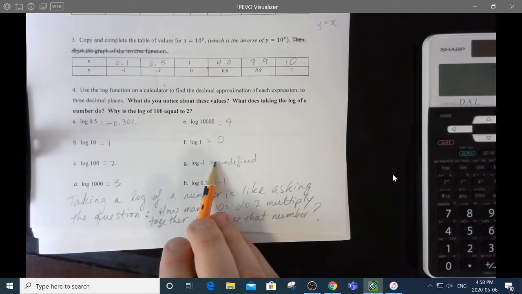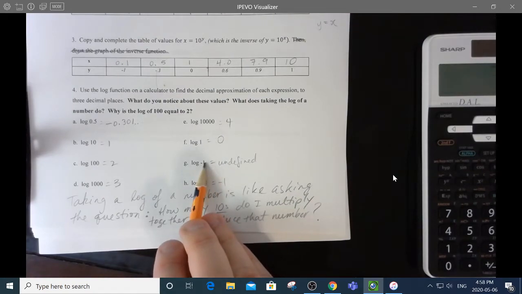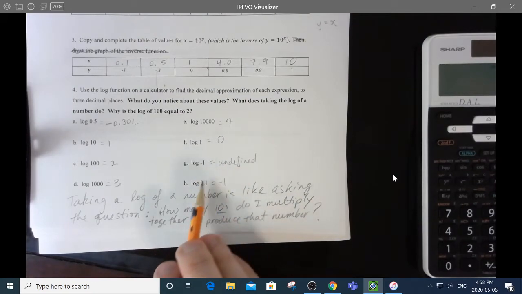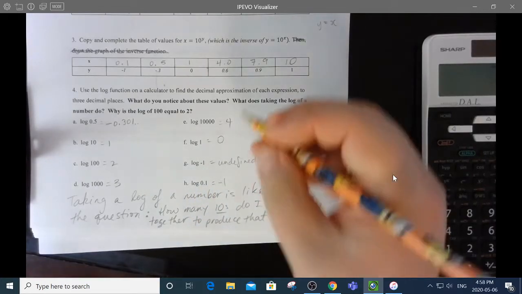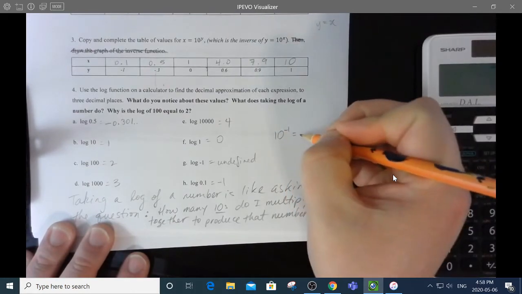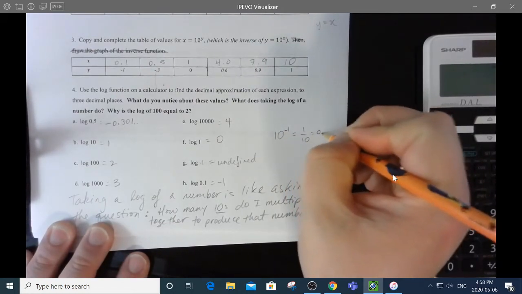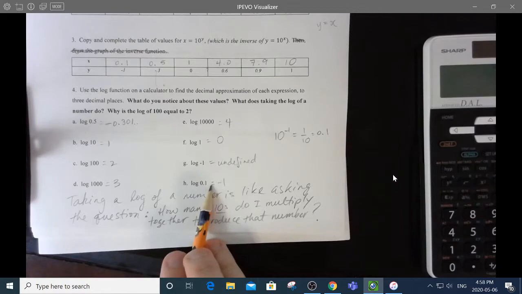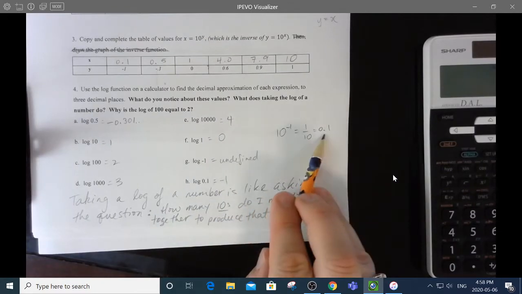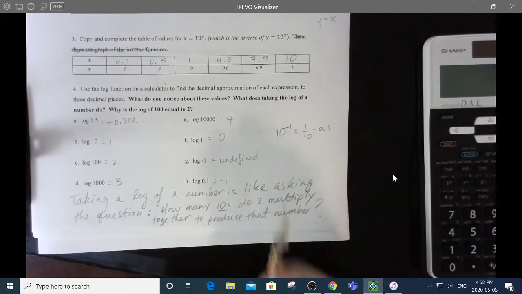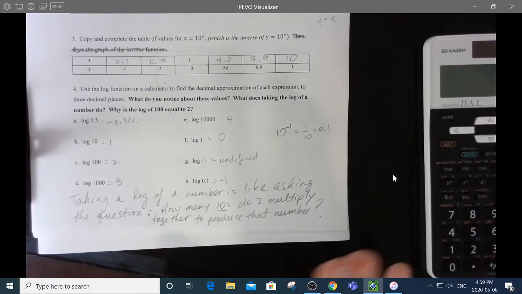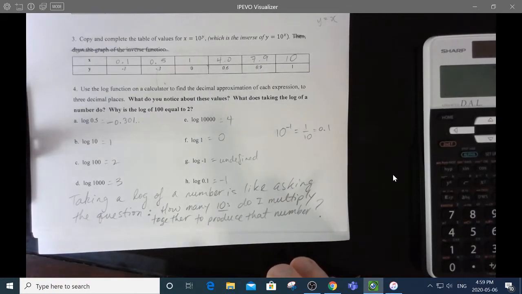Notice I could times 10s together forever. I'm never going to get a negative. So that's not even possible. And I times 10 by itself -1 times, because 10 to the -1 is 1/10, which is 0.1. So this is like the opposite question of that. The log of this is that. Hopefully you're starting to see now the relationship between exponents and logs. They're inverses of each other.